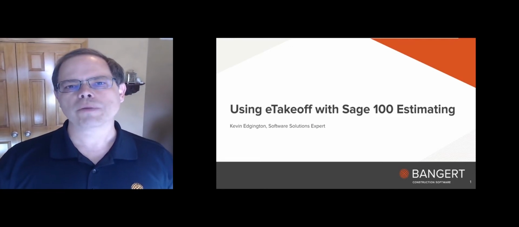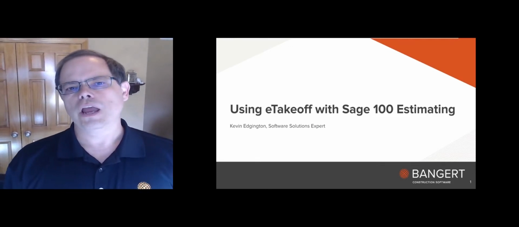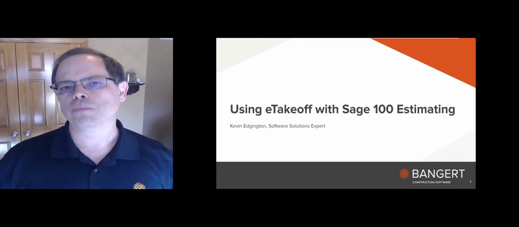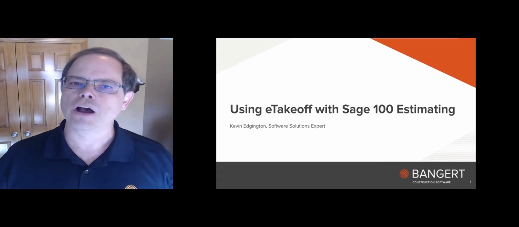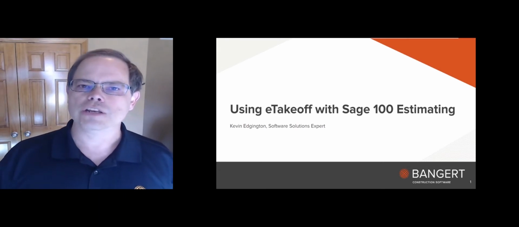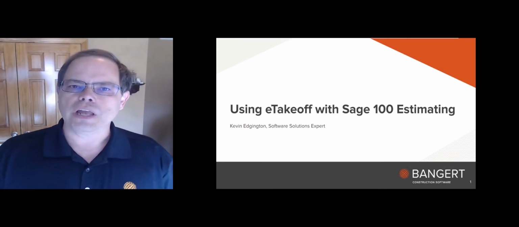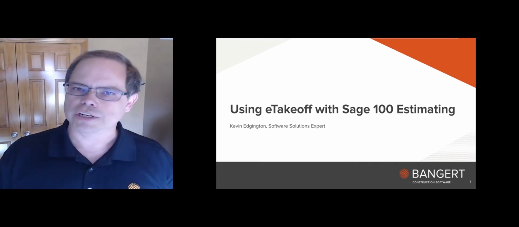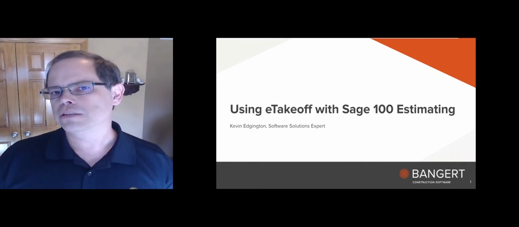And today we're going to talk about the Sage 100 and interfacing that with the eTakeoff. So eTakeoff is a program that lets you open up PDF files and image files and do takeoff and bring those numbers back into your Sage Estimating 100. There's been a couple sessions before this where we've talked about how to start a project, how to measure linear footages, how to measure areas, and so forth.